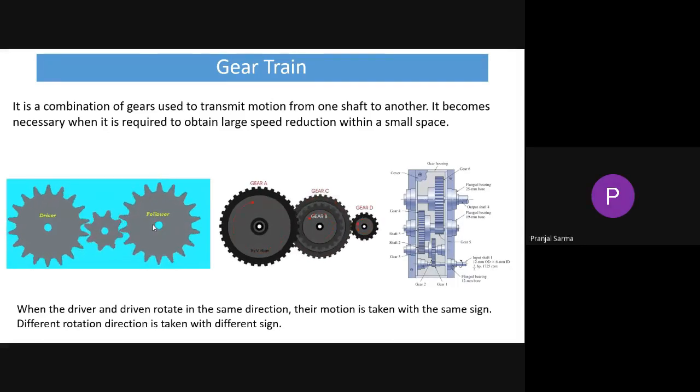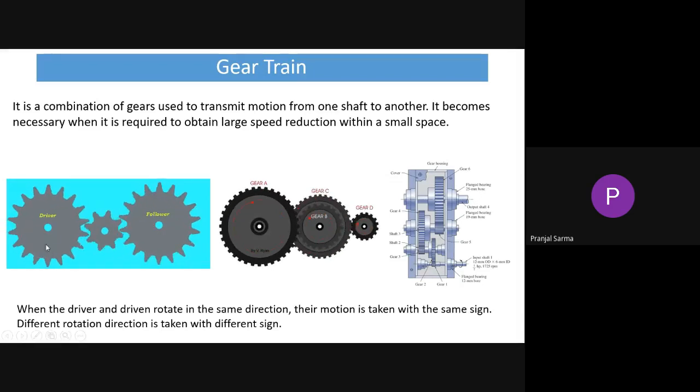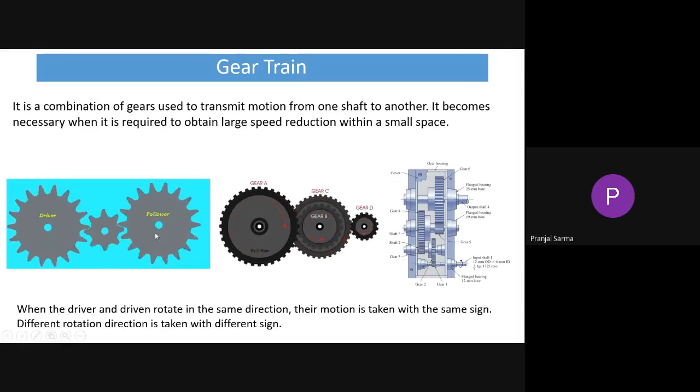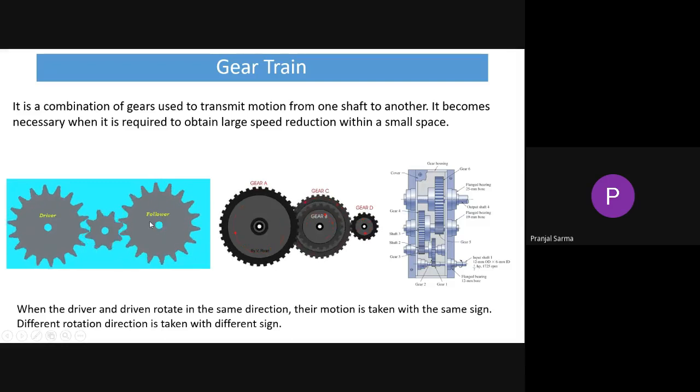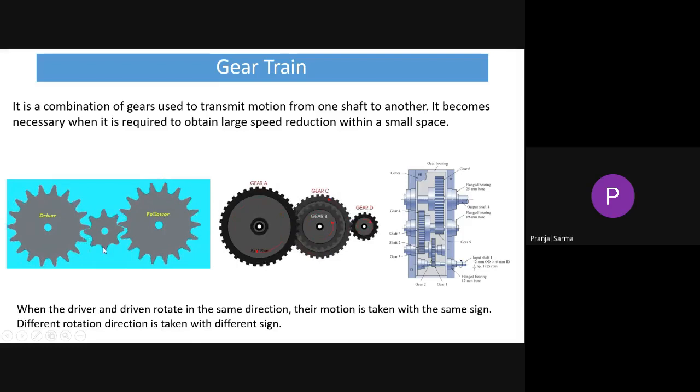Okay, thank you. So now in this first figure, the blue background one, the light blue one, that is a simple gear train arrangement. You can see you have this driver wheel, the left one, and the follower is here. That means you want to transmit the motion up to this one, and you have an intermediate wheel in between.